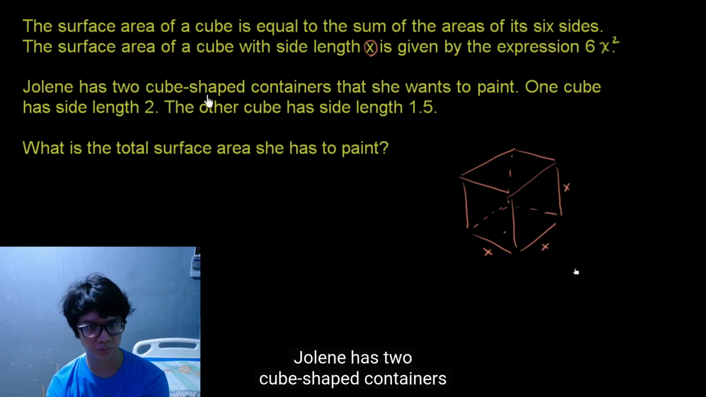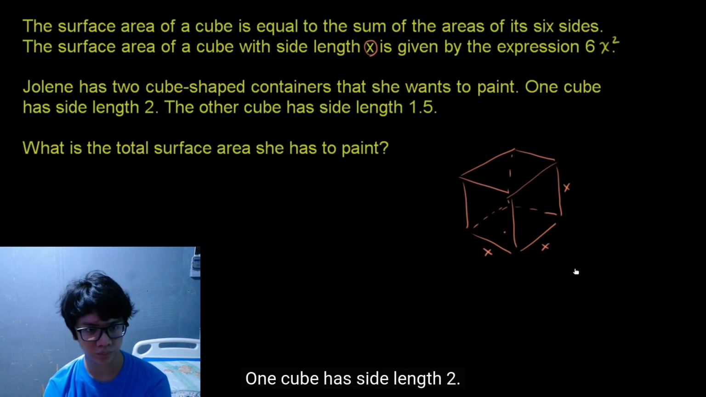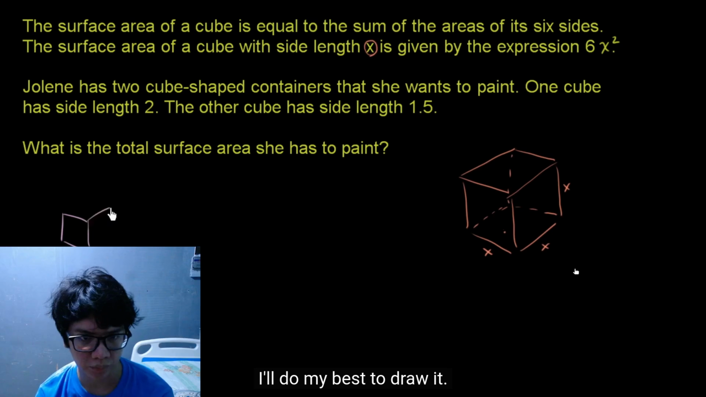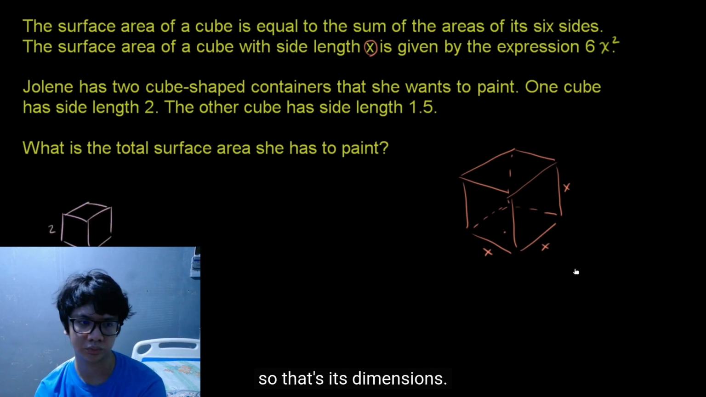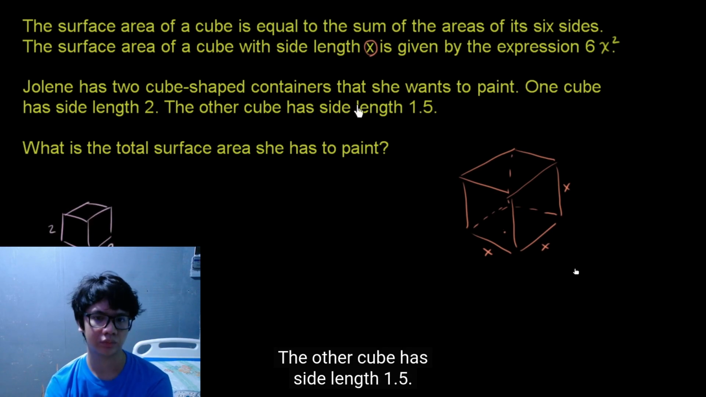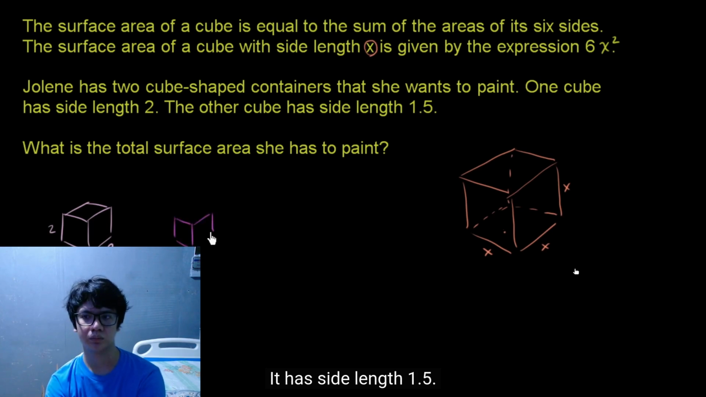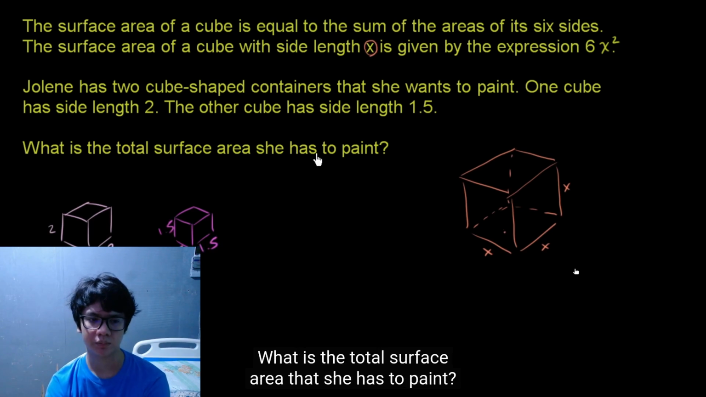Jolene has 2 cube-shaped containers that she wants to paint. One cube has side length 2, so this is one cube right over here. Let me do my best to draw it. So this right over here has side length 2. The other cube has side length 1.5, so it's going to be a little bit smaller. So it's 1.5 by 1.5 by 1.5. What is the total surface area that she has to paint?